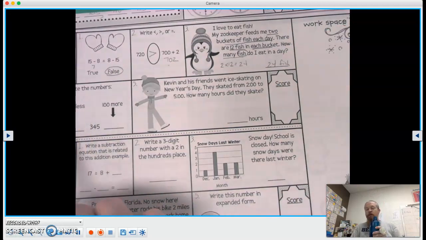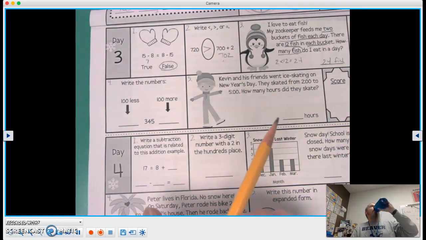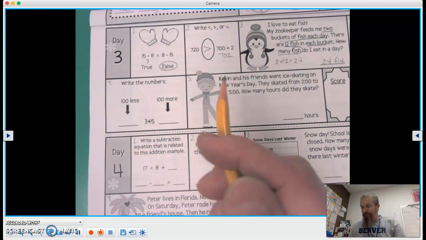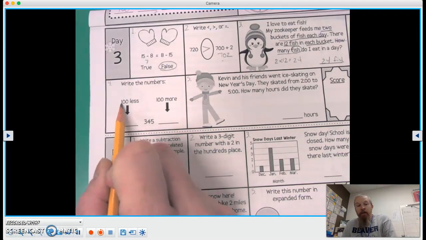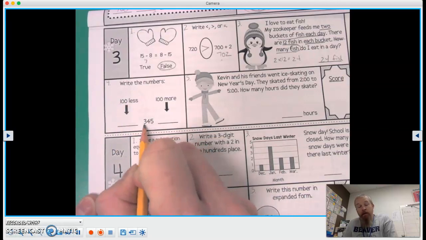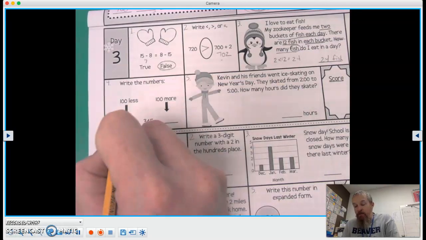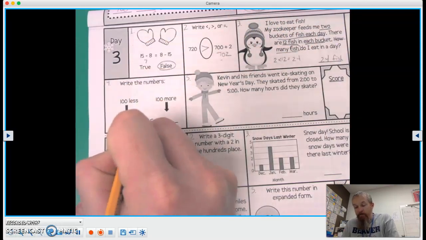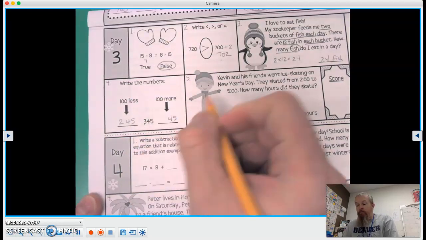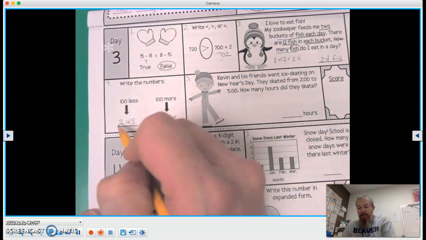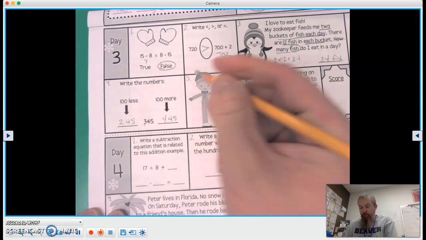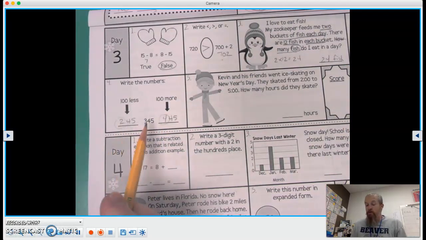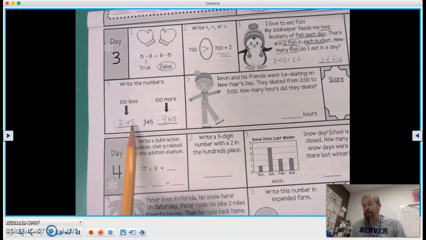All right, write the numbers. 100 less, 100 more. Well, 100 less. He had 300, so 100 less than 1 less than 3 is 2. And we're just looking at the hundreds column, right? We already know it's going to be a 45 there, and we already know it's going to end in a 45 there. So 100 less is 2, 100 more is 4. So the only thing that changes here are that 2 and the 4. You see how it goes 2, 3, 4? So 1 less, 1 more.